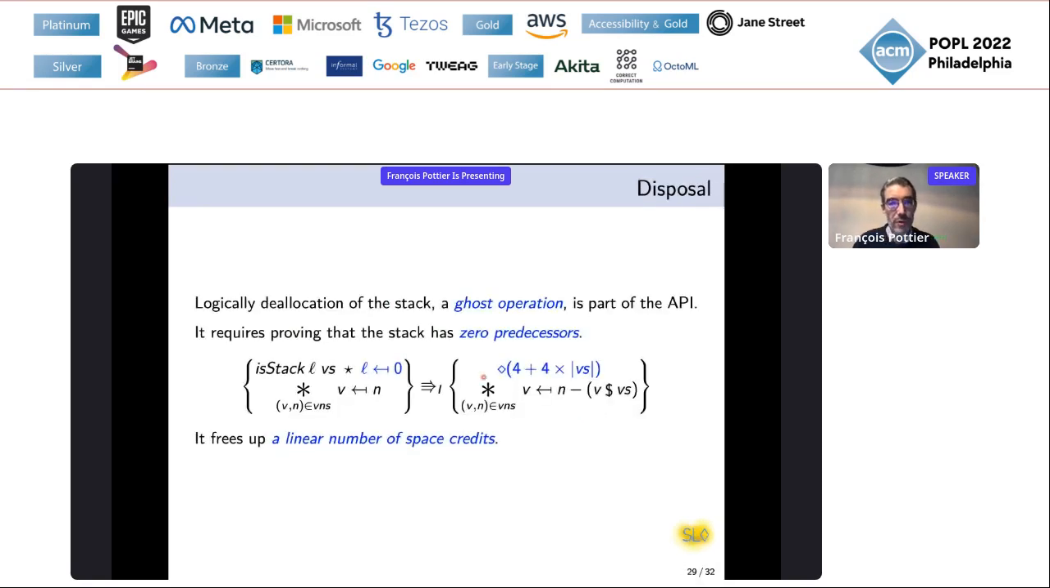And finally, perhaps the most interesting thing is that logically deallocating the whole stack is a ghost operation, which should be part of the API. So if you're able to prove that your stack as a whole has no predecessors, then you can logically deallocate it, and you gain a linear number of space credits because you make everything unreachable in one go.